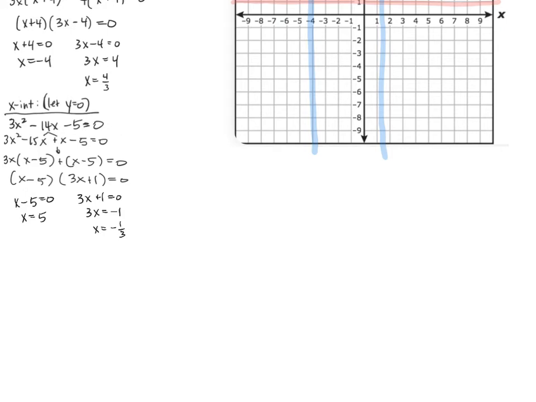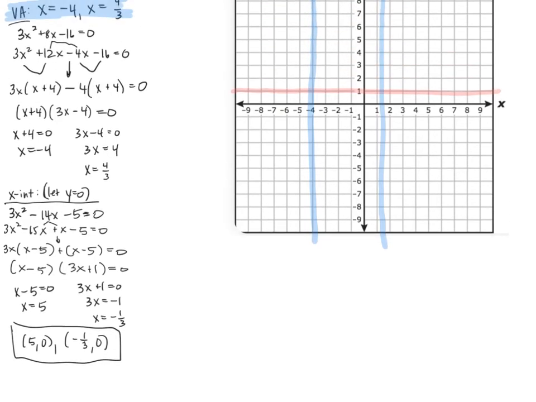So the x-intercepts are (5, 0) and (negative 1/3, 0). So that's where it crosses the x-axis. All right, so (5, 0) and (negative 1/3, 0). So somewhere right around there.